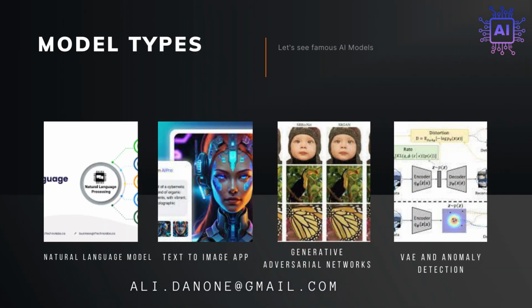These are the four models that are basically in now, very famous. Number one is natural language model. Number two is text to image app, and third is generative adversarial network, GANs, and number four is VAE and anomaly detection.